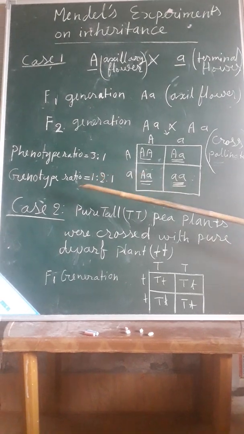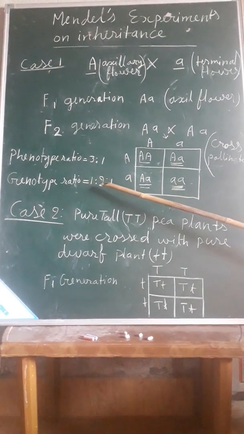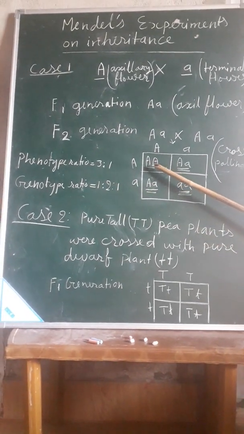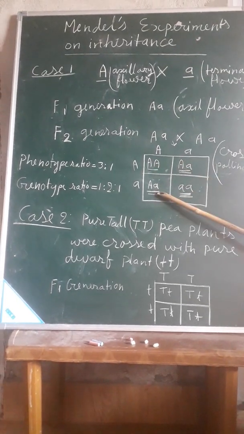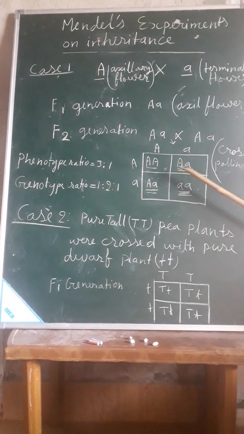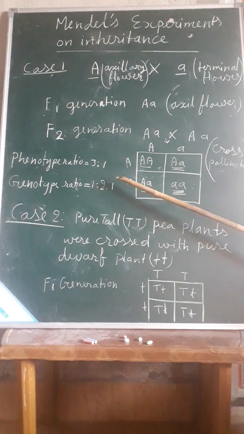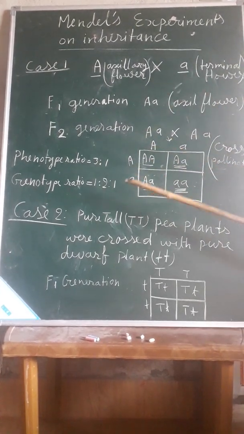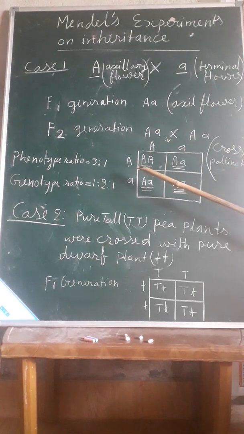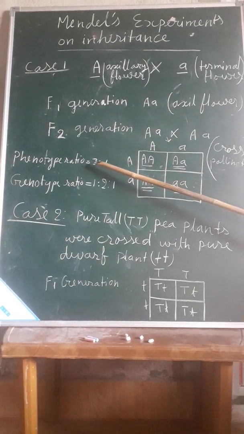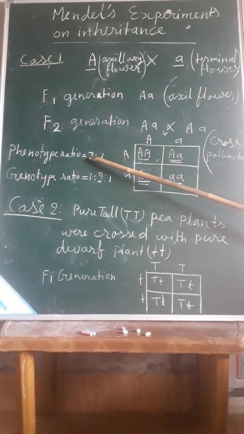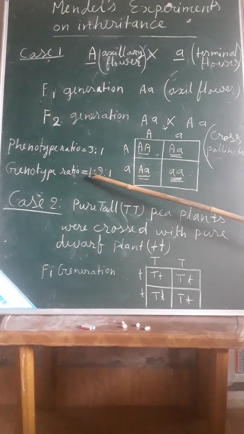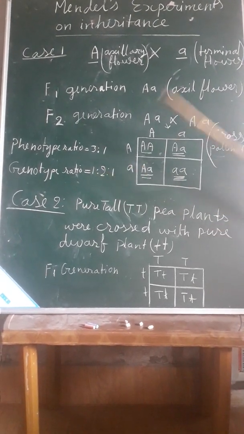So in genotype the ratio is 1:2:1, meaning this is 1, these two are similar so 2, and this is 1. 1:2:1. Always remember that in all cases, in all experiments like this, he got the same result, that is for phenotype 3:1 and for genotype 1:2:1.